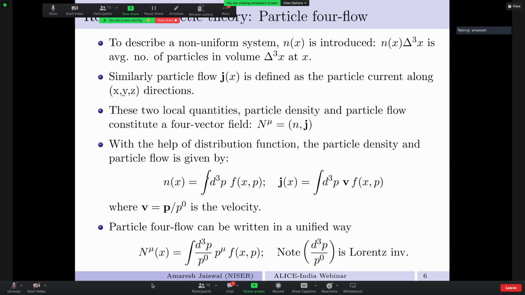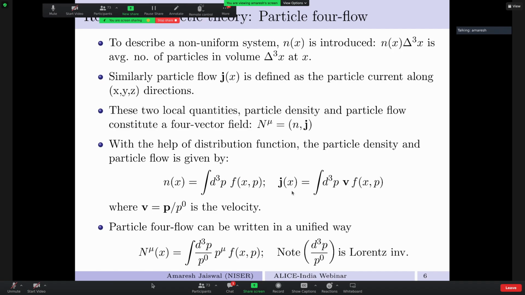So if I integrate over the phase space volume, over the momentum volume, then what I get is density in the spatial volume, because I just integrated over the momentum volume. And similarly, if I weigh the distribution function with velocity, this gives you particle velocity. So v is the particle velocity. If I weigh it with the distribution function integrated over the momentum, I get the current.